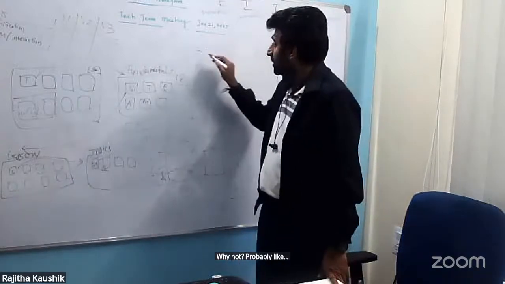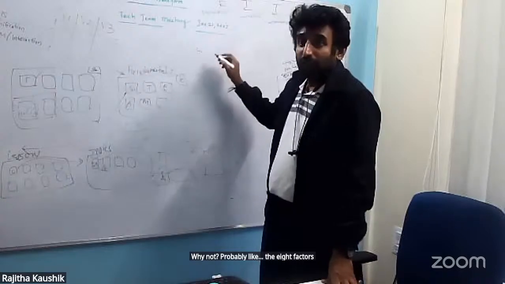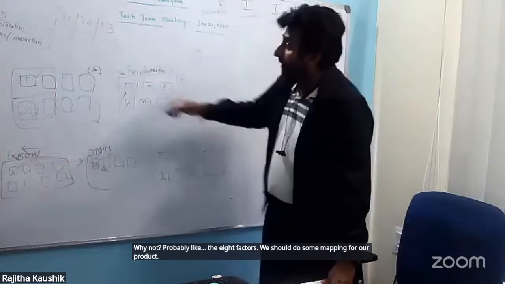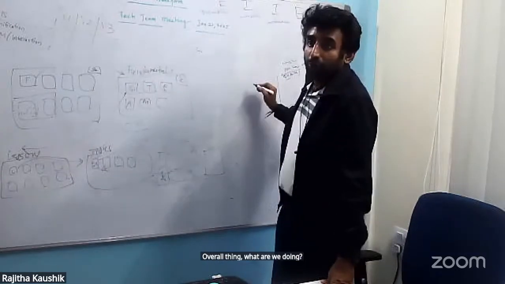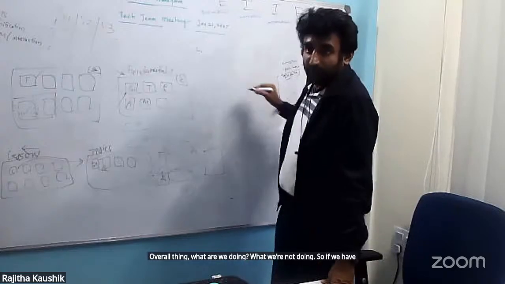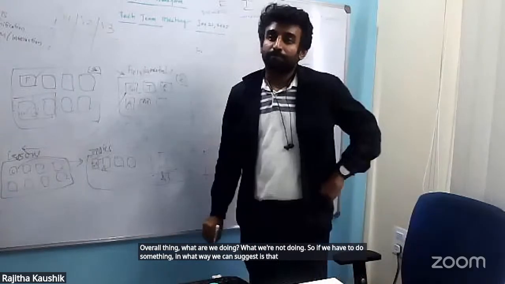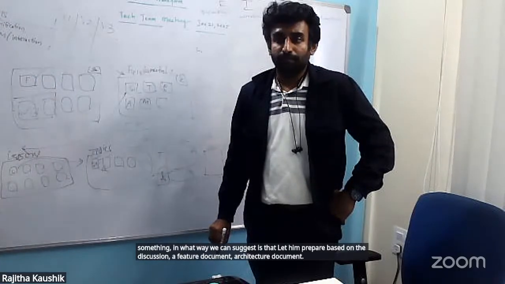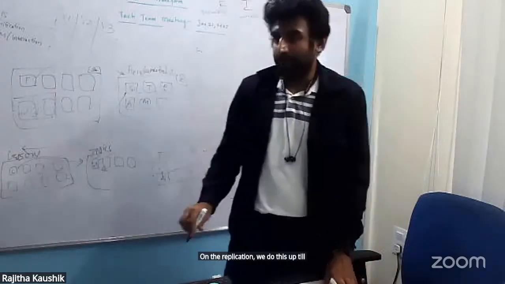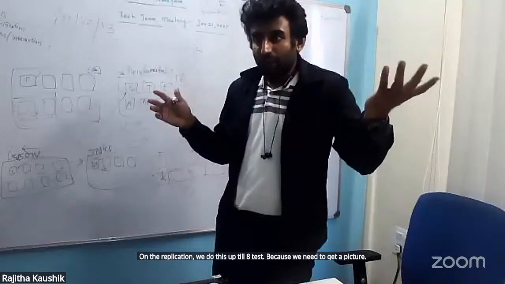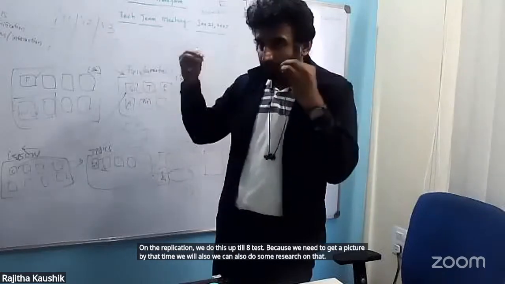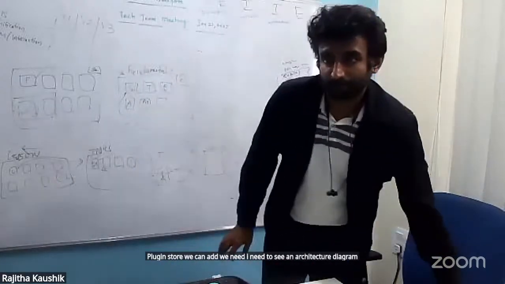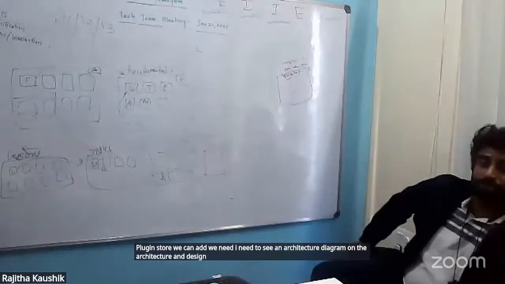Probably those 8 factors, the Optolysis. We should do some mapping for our product: overall, what we are doing and what we are not doing, and if we have to do something, in what way. What I suggest is that let him prepare, based on the discussion, a feature document and an architecture document. On that architecture we'll do this Octal 8 test, because we need to get a picture. By that time, we can also do some research on what things we can plug in. I need to see an architecture diagram. On the architecture and design, we need to do the 8 test.